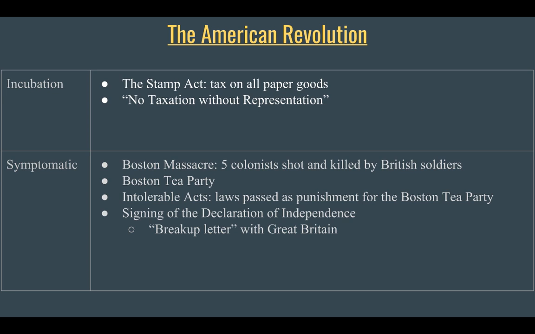Official breakup letter with Britain. Previously they had sent a letter of grievances, like these are the things that we do not like that are going on in the colonies. Can we compromise? Can we work it out? King George III did not reply or respond the way they wanted to, so we had a breakup.